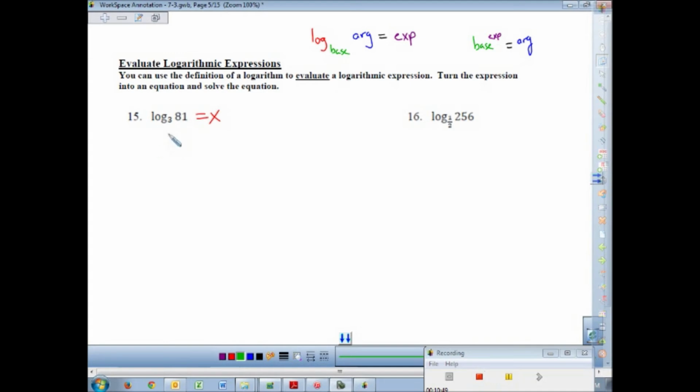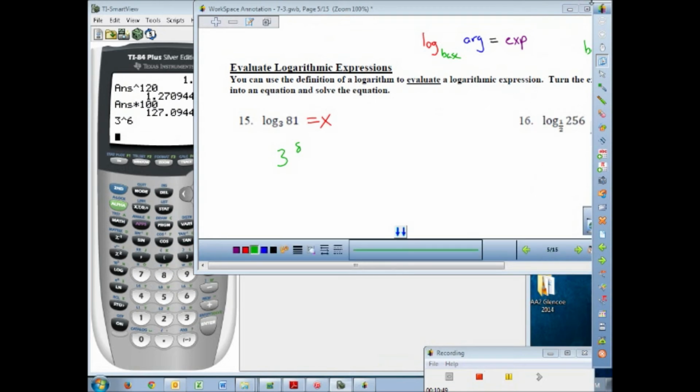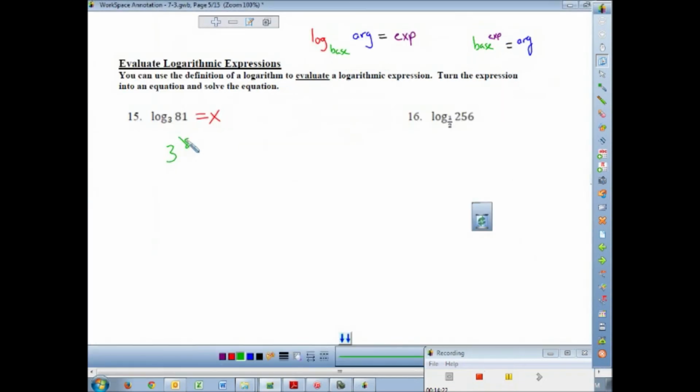I don't want any logs because I want to write it 3 to the x equals 81. There you go. Maybe. I'll write what you said this time. Hey, that's awesome. 3 to the x equals 81, right? So now answer the question. This is just mental. 3 to what power equals 81, my friends? So x equals 4.